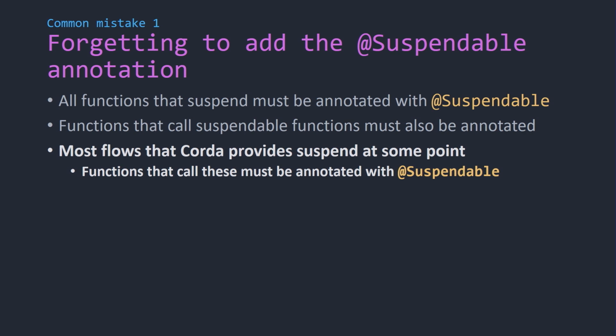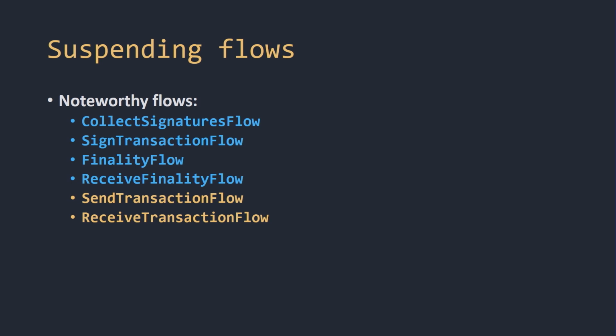So that's a simple example. Most of the time, you're not actually calling actions that directly suspend a flow. Instead, you're calling another flow that does this for you. And for the same reasons, you also have to remember to annotate those functions with Suspendable, just like you would with the actions. I think you've probably seen a number of these flows or used them as well. Probably the top four are ones you've definitely used. The last two, however, send and receive transaction flow, you've probably not used that much.